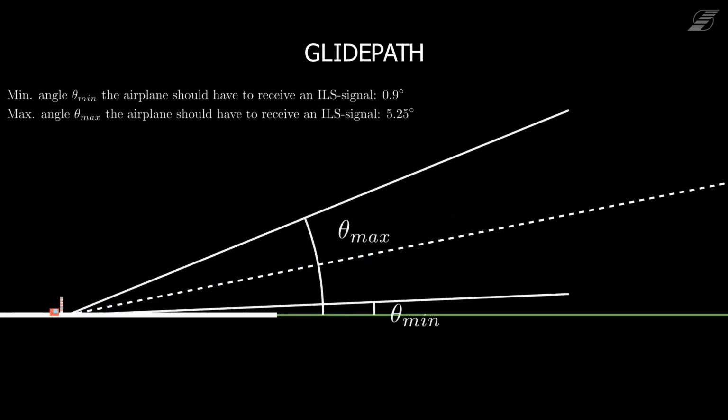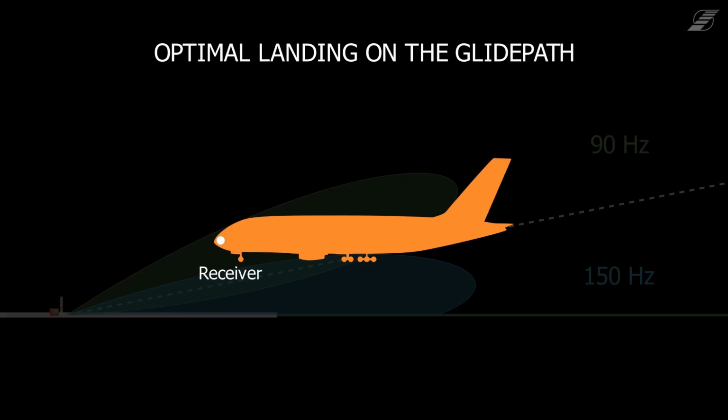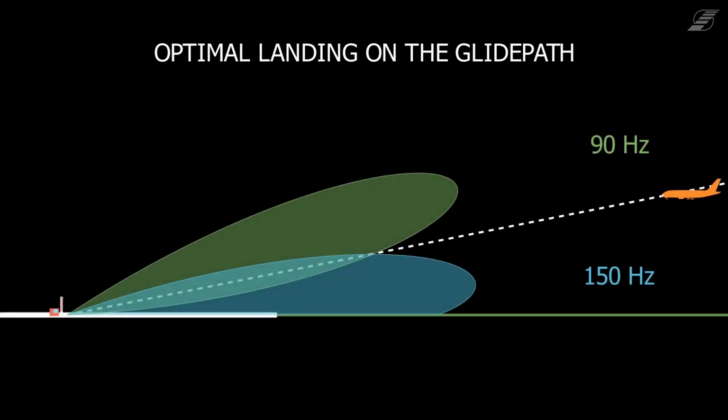A usable signal is received when the aircraft is at an elevation angle of 0.9 degrees to 5.25 degrees with a 3.0 degree ILS to the runway. The receiving antenna for the glide path signal is located on the nose of the aircraft. In an optimal approach, the aircraft flies between both lobes where the DDM is equal to 0.